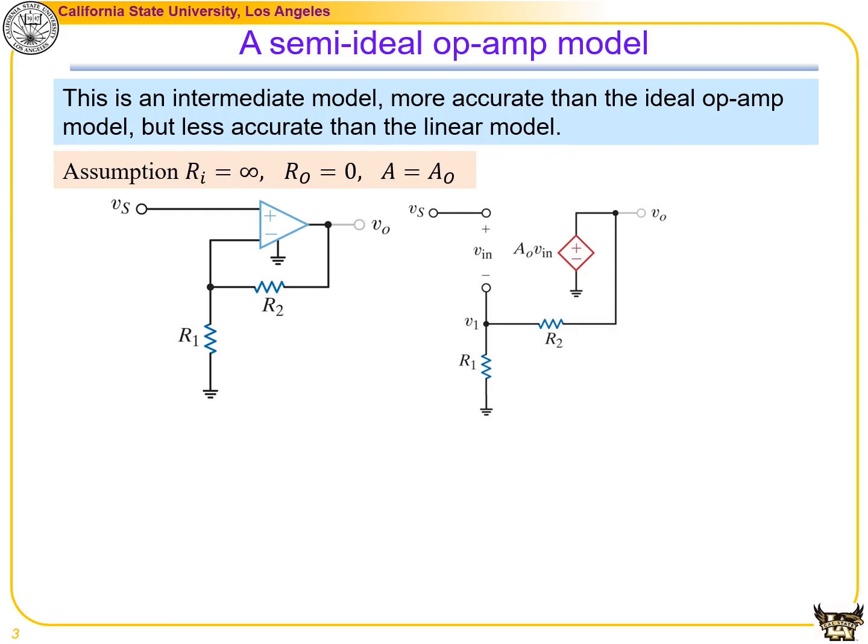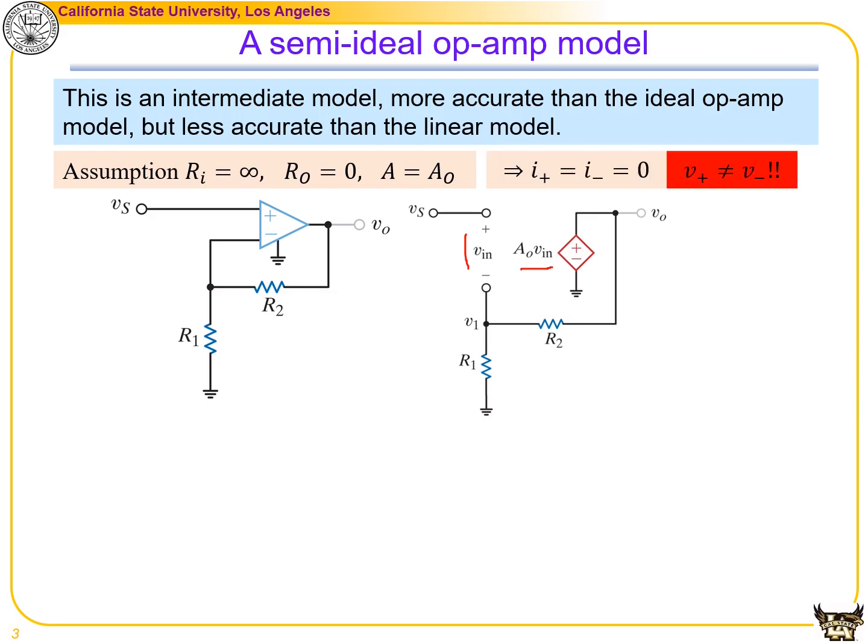If we model the circuit on the left by using the semi-ideal model, it will be shown on the right, where we can remove this op-amp device, which will open the two terminals. The voltage difference between the two terminals is called Vin. And on the output side, it is modeled as a voltage-dependent voltage source, and the amplification gain is A naught.